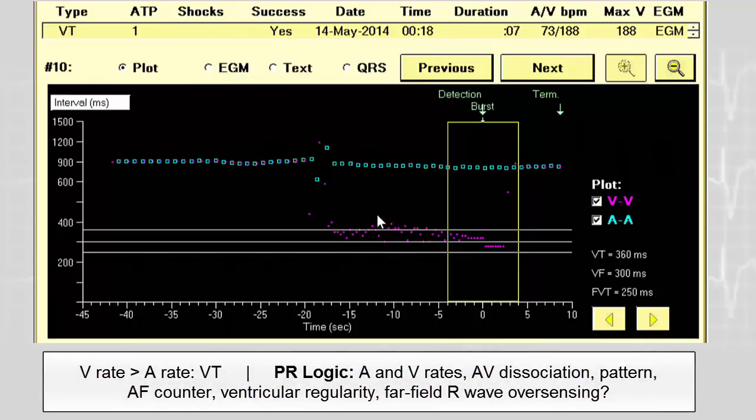Each of the cycles classified as VS will reset the VT counter to 0. Then there is a stabilization of the ventricular rhythm. A burst is delivered with return to sinus rhythm.